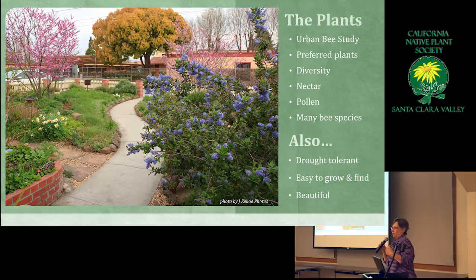Because I can guess from what happens in my yard, but I want to know what happens in other people's yards. And so this study that has been going on, they started in the late 1990s on the Urban Bee Project. Then we have some data. Based on that study and, you know, my own intuition, what plants do bees prefer? A diversity of plants. I want to make sure that some of the plants provide nectar and some of the plants provide pollen, and we'll talk about that more in a minute. And that these plant species attract a lot of different species of bees.